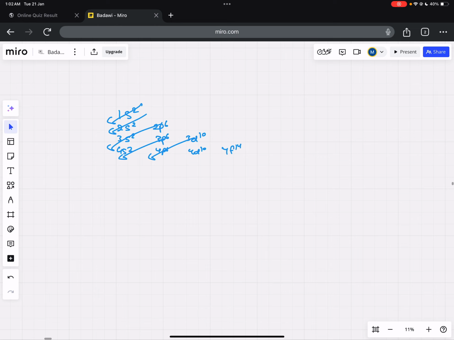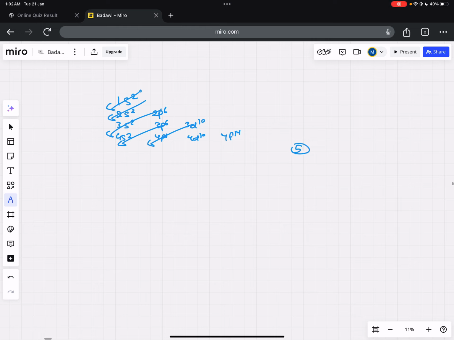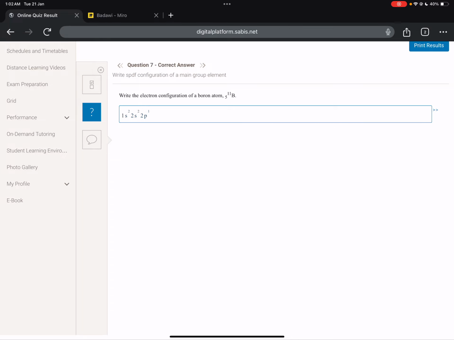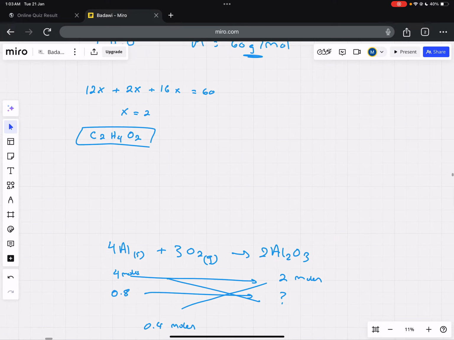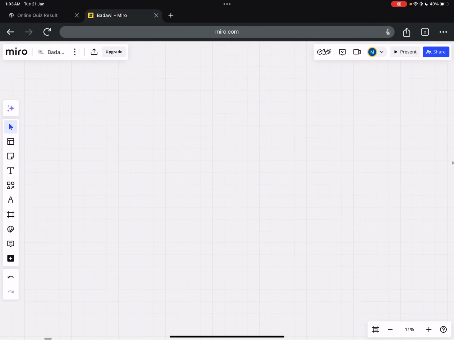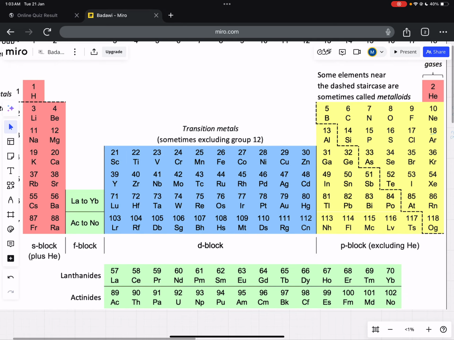So since we need 5, I'll write 1s2, then 2s2, then I only need one more, so it will be 2p1. And that is my answer. Now you can also find the electron configuration just by looking at the periodic table.